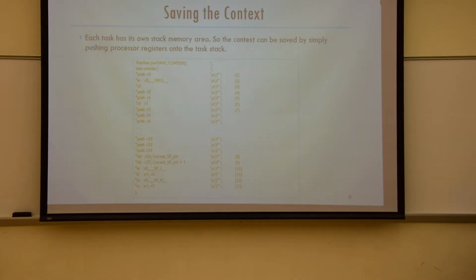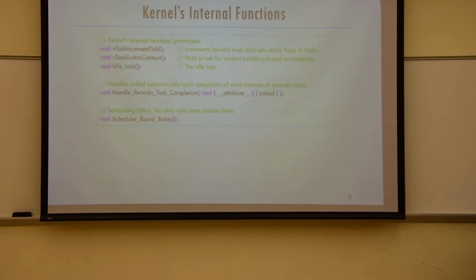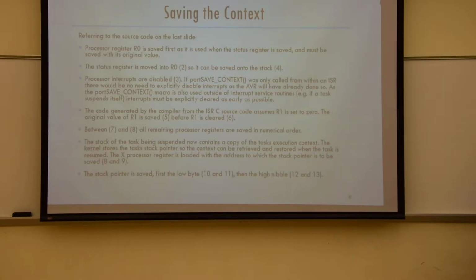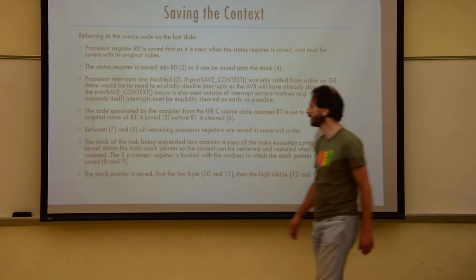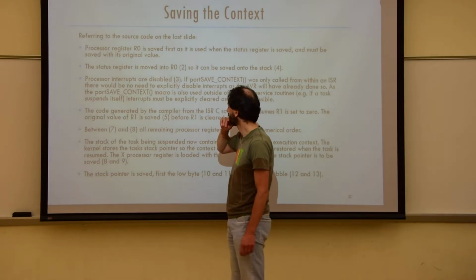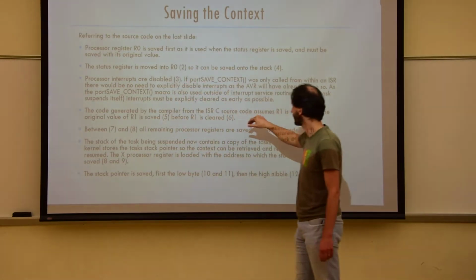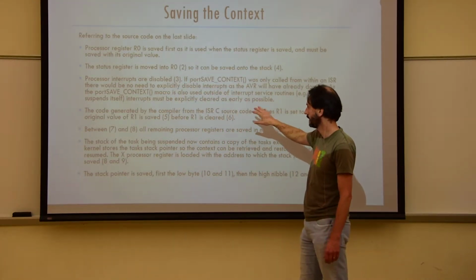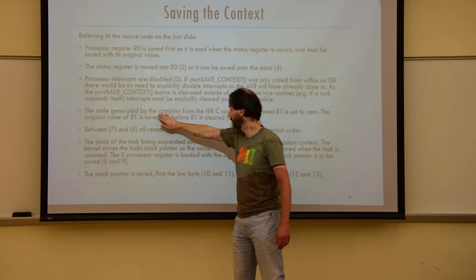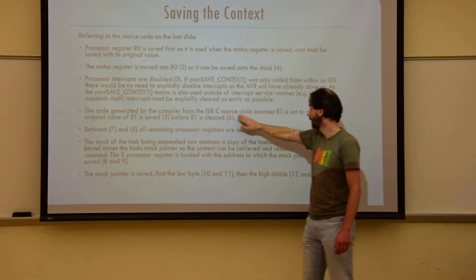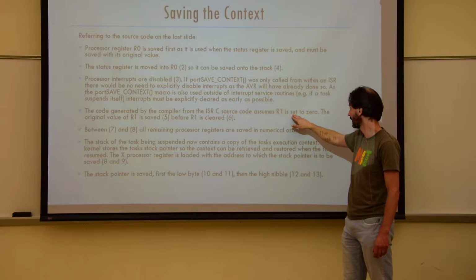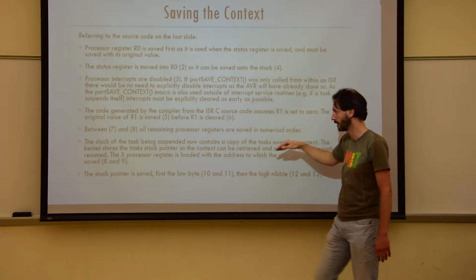So let's see what's happening. Oh, there it is. So the process interrupts are disabled. I just explained it to you. And then the code generated by the compiler from the ISR C source code assumes R1 is set to 0. So that's what we have also done.